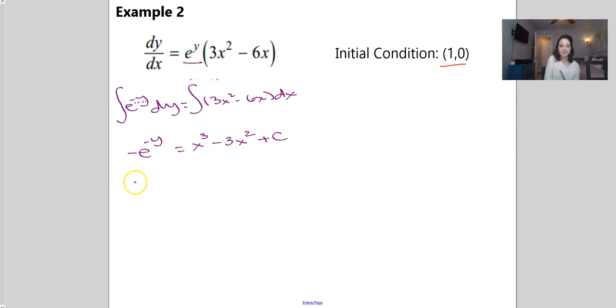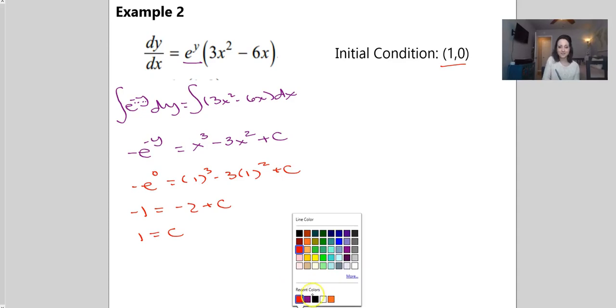So I'm plugging in 1 for x, 0 for y. So I get negative e to the 0 equals 1 cubed minus 3 times 1 squared plus c. Okay, so e to the 0, notice the 0 is just touching the e. So this is 1, but I still have a negative in front. Be real careful there. This is 1 minus 3, so that's -2. So I am getting that c is equal to -1 plus 2, which is +1.